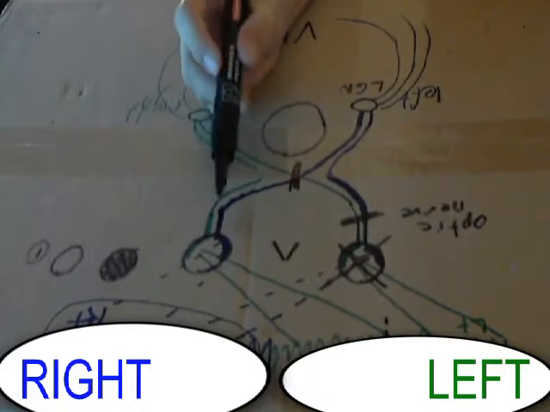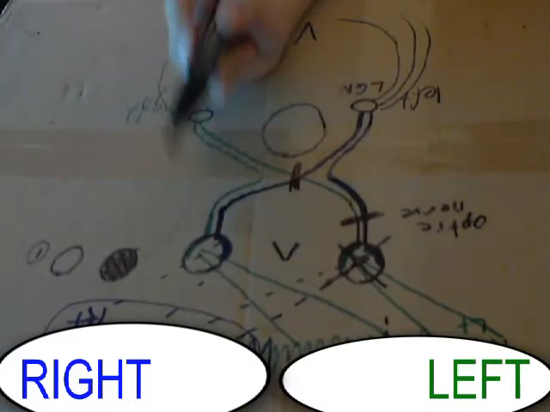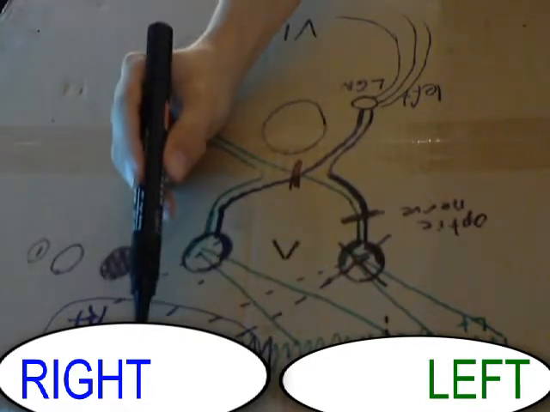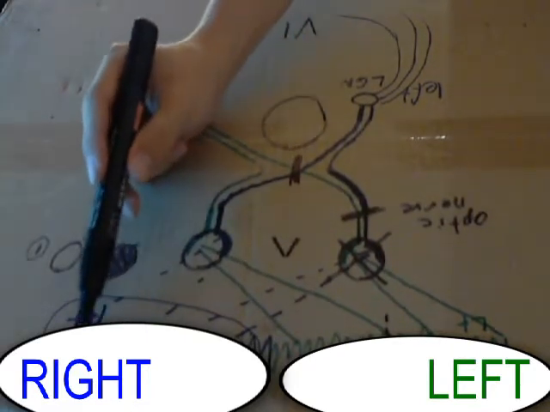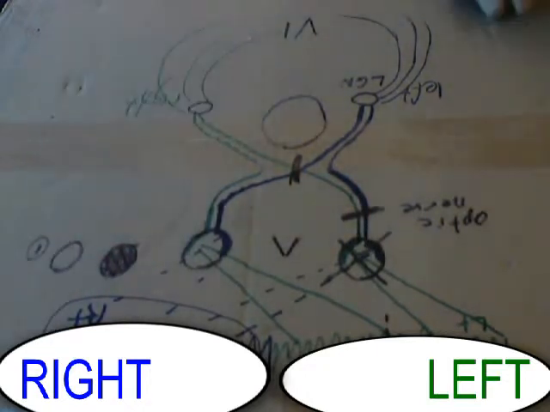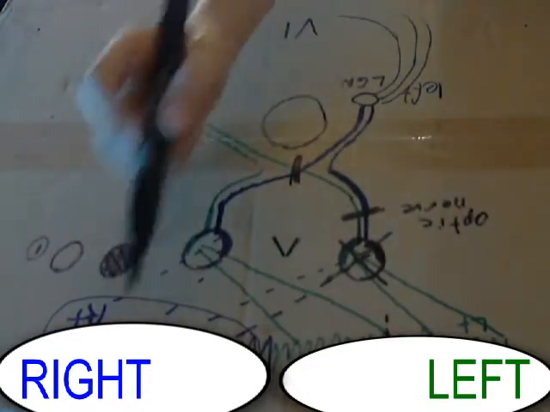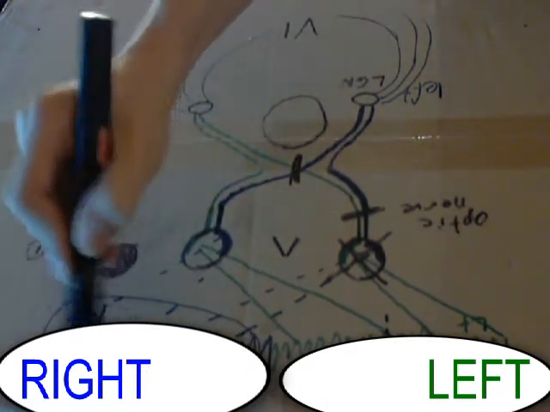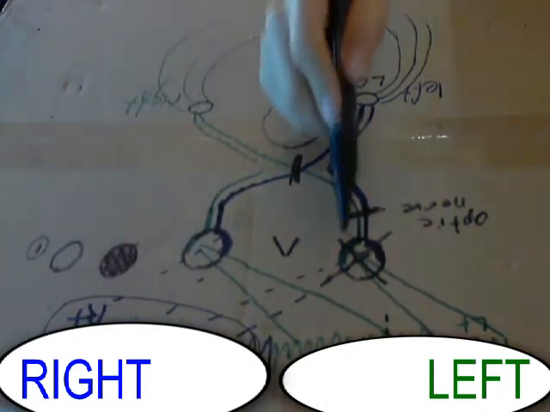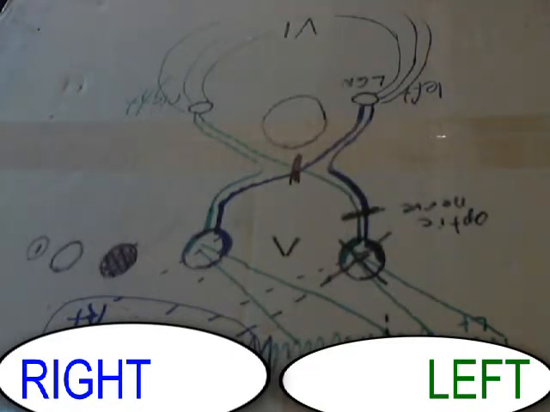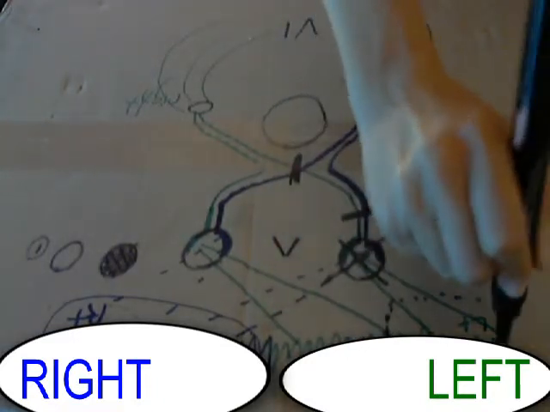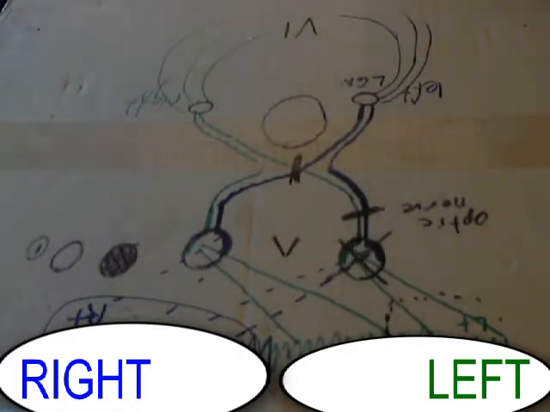The nasal fibers of your right eye are blue. They're getting information from here, correct? So this part. The nasal fibers of your left eye are green. They are getting information from here. What is left?